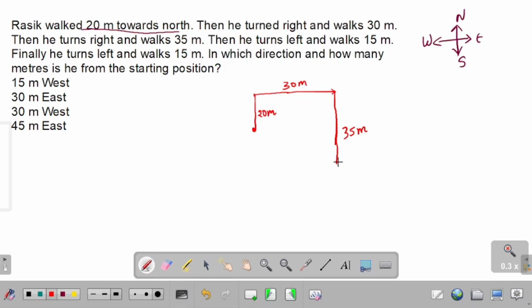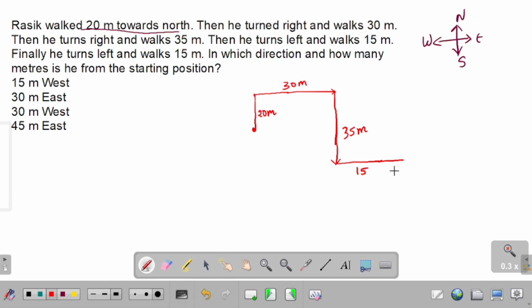After he comes here, what is he doing? He turns left. So this is my left direction. So he turns left. And how much did he walk? He walked 15 meters. Finally, he turns left and walks 15 meters.